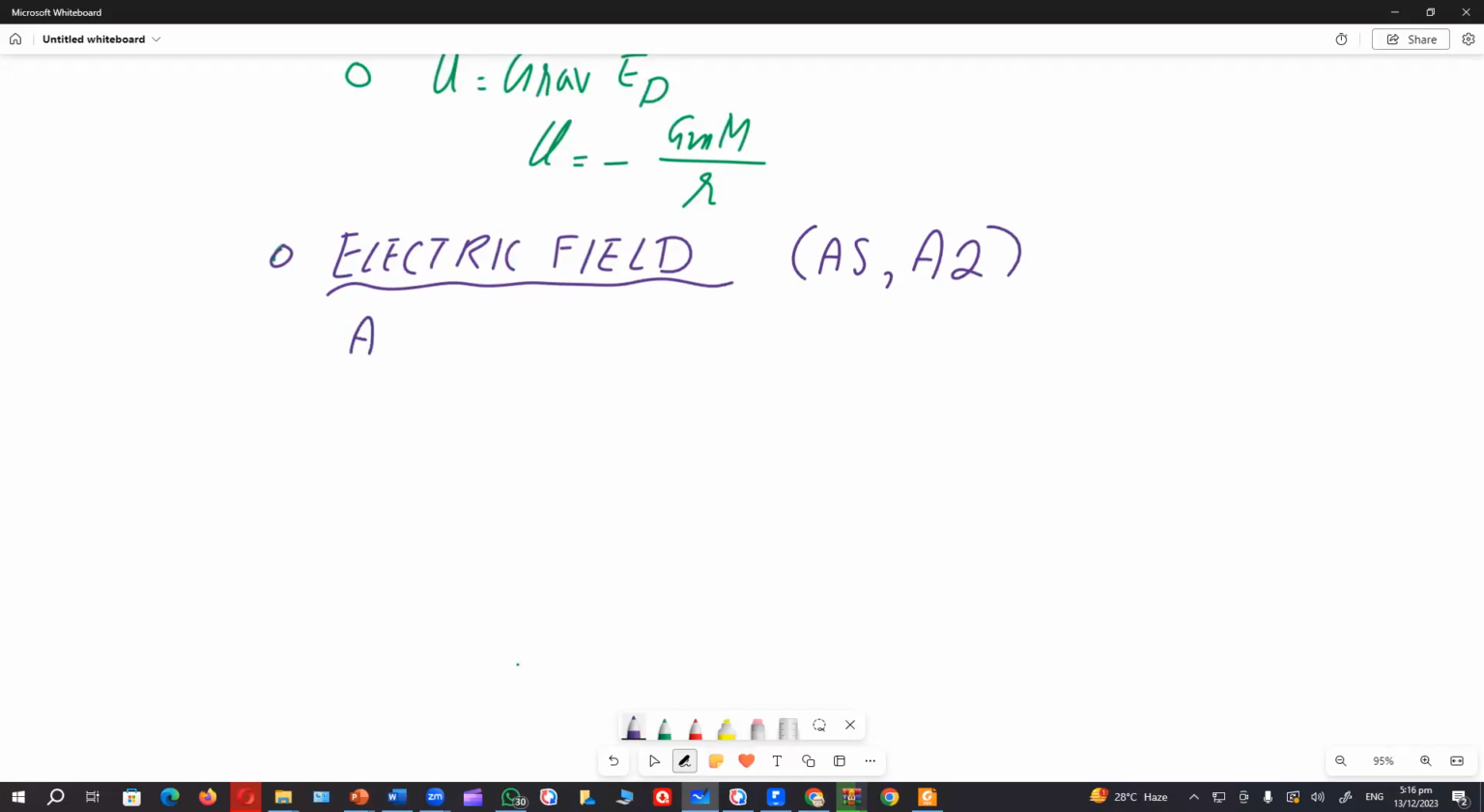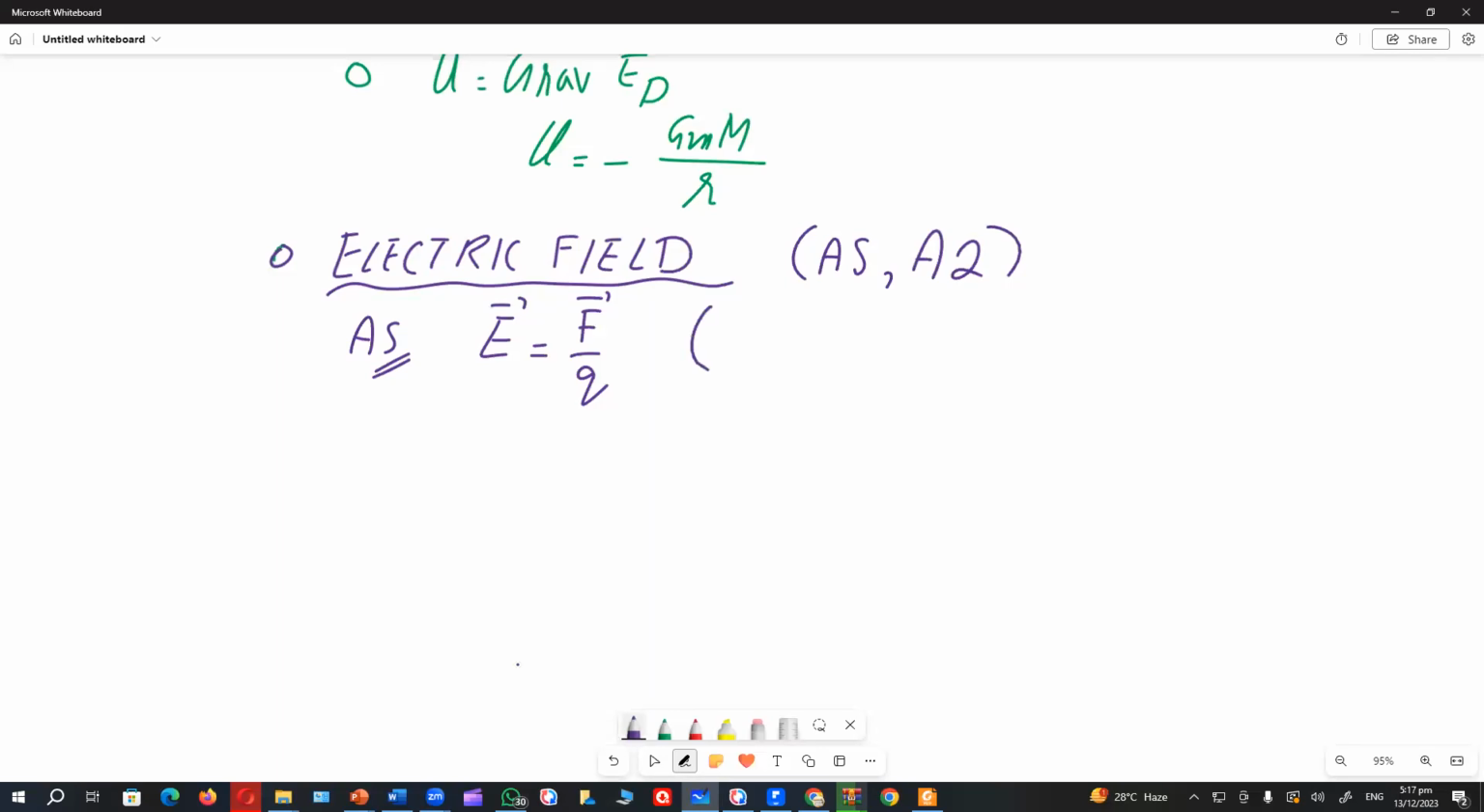If I start with the AS version, you have to revise the main concept, which is electric field strength. It is F upon Q. What is the formula for electric field strength? It is force upon charge.